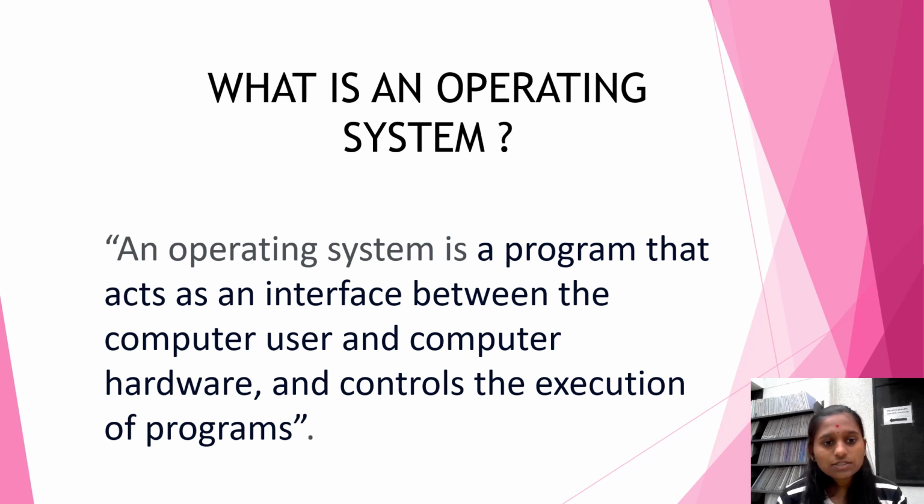An operating system is a program that acts as the interface between the computer user and the computer hardware and controls the execution of the programs. We have to understand that operating system is a set of programs. It means operating system is a software of the computer and part of the computer, and it controls the hardware of the computer, and it provides an environment to interact between computer user and the computer.